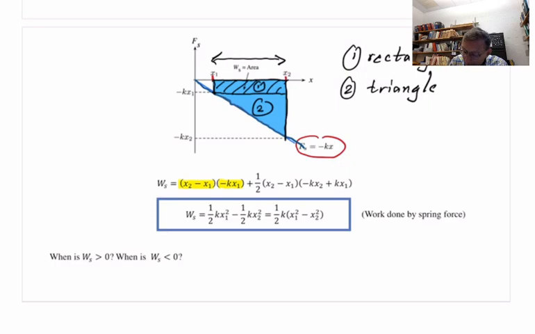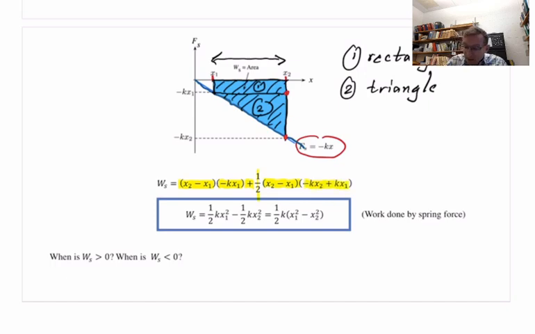Now I'm going to add to that the area of the triangle, area 2. Right? And the area of a triangle is 1/2 width times height. So here we go. 1/2. The width is still x2 minus x1, right? Same width as the rectangle. But the height is between that point and that point, and it's going down, so it's going to end up being negative overall. It's negative kx2 minus negative kx1, which is negative k times (x2 minus x1).